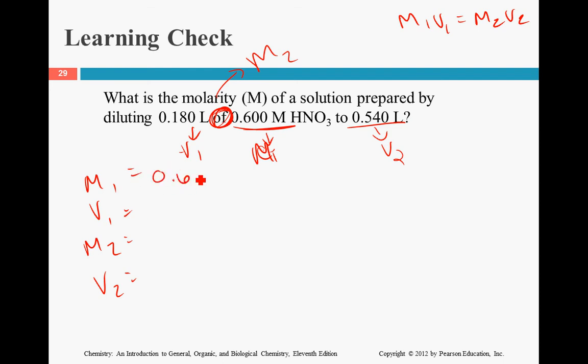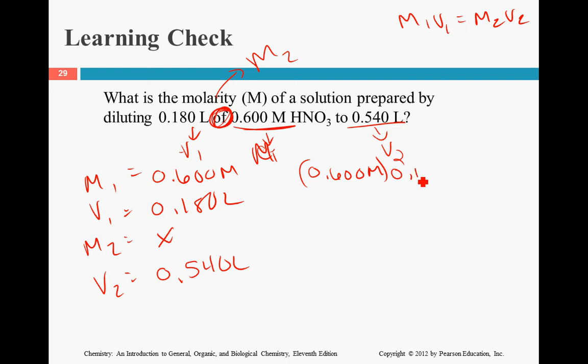M1 is 0.600 molar. V1 is 0.180 liters. M2 is our X, and V2 is 0.540 liters. So M1V1 is equal to M2V2. So that means 0.600 molar times 0.180 liters is equal to X times 0.540 liters. Multiply these two together: 0.6 times 0.18 is 0.108 moles, because the liters don't cancel.